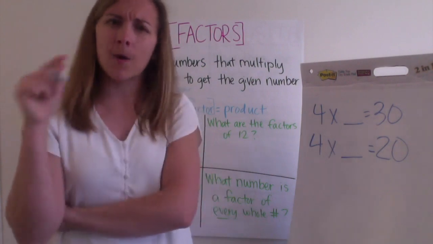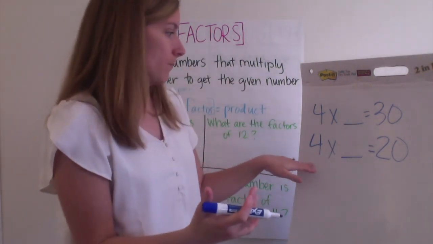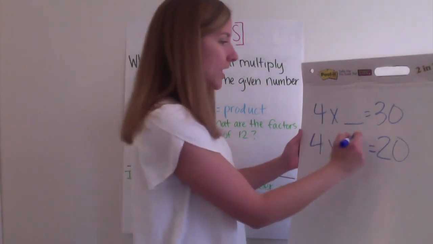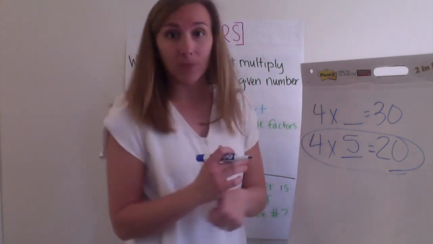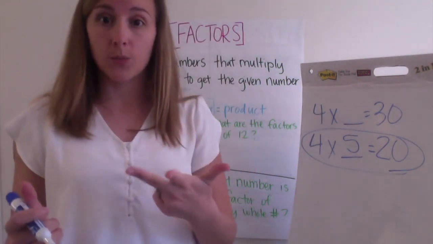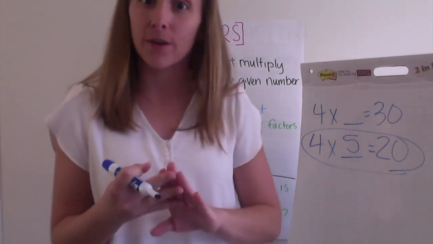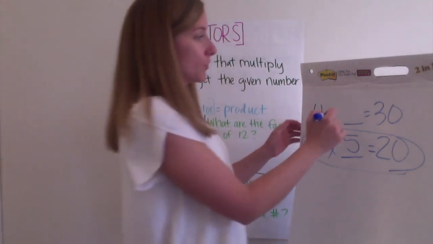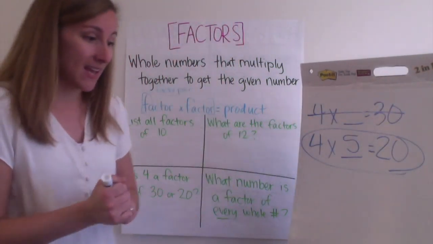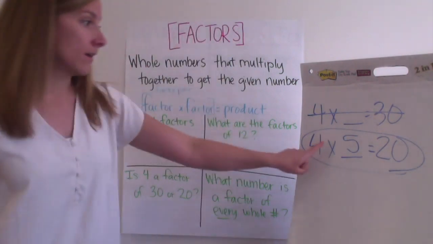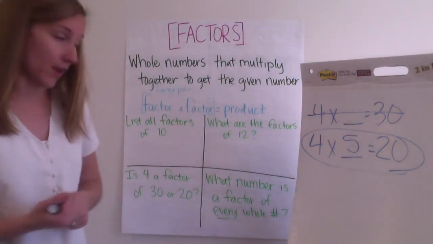4 times something to get 30. Now, I hope that this maybe jumps right out at you with your basic math fact there of 4 times 5. 4 times 5 is going to be 20. And here, again, if I skip count by 4s, 4, 8, 12, 16, 20, 24, 28, 32, I can't multiply 4 times a whole number to get to 30. So that means that I know that 4 is a factor of 20, but it is not a factor of 30. Okay?